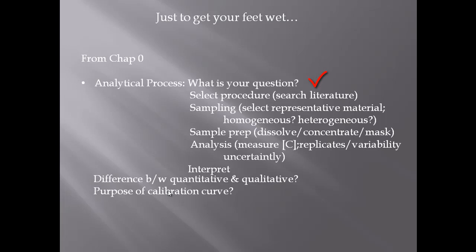So what is your question? You have to select the procedure that you're going to use to answer your question. You have to take your sample, and sometimes, most of the times actually, you will have to prepare that sample because it just can't go in the way that you obtained it. Then you make your analysis, and that could be anything from measuring the concentration, to how many replicates do you need, and then after you do all of that, you have to interpret your results. So all that is very important to each part of your analytical process.